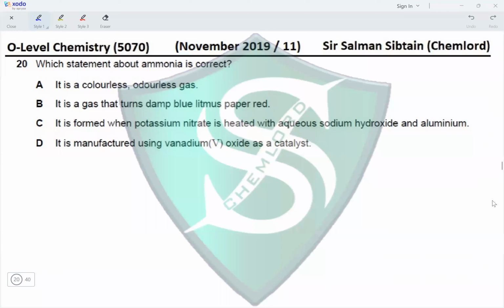Question 20. Which statement about ammonia is correct? It is colorless, yes. Odorless gas, no. Ammonia has a pungent smell. It is a gas that turns damp blue litmus red, no. It turns damp red litmus blue. It is formed when potassium nitrate is heated with aqueous sodium hydroxide and aluminum. Yes, this is a test for nitrate ions.